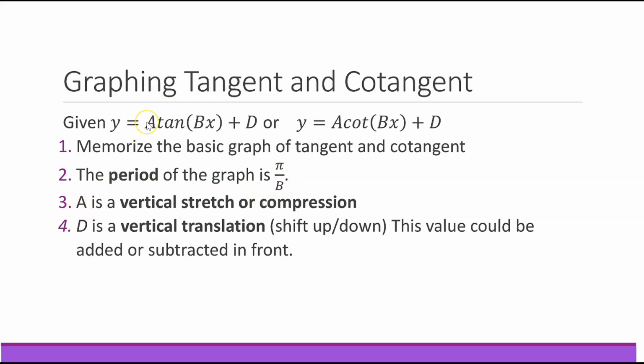The number that's in front, we don't call it an amplitude. We also don't call it an amplitude for cosecant or secant. We just consider it a vertical stretch or compression, that number that's multiplied in the front. And d is still a vertical translation. A number on the outside that's added or subtracted shifts me up or down. And again, this value could be added or subtracted in the front or in the back.